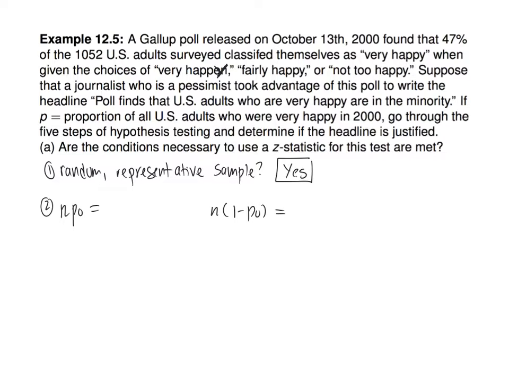And if we're talking about the minority-majority thing here, at what percent do you go into being a majority? Like what's the breaking even point? 0.5, 50%, okay? So the null value, p naught, is 0.5. So 1,052 times 0.5, and 1,052 times 1 minus 0.5, are those both bigger than 10? Heck yes. Okay.